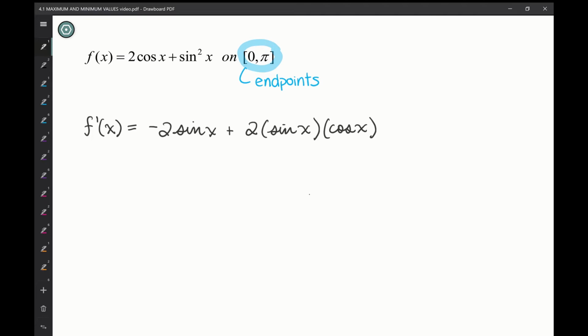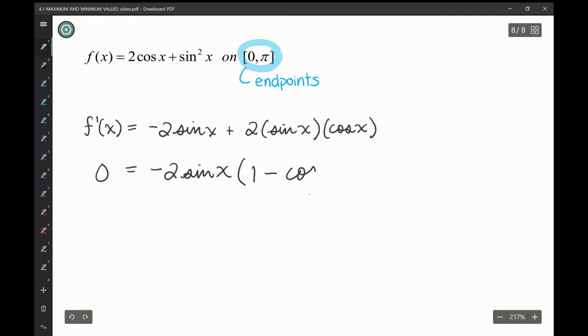Negative 2 sine of x plus 2 times sine of x times cosine of x is defined for all real numbers. But we still need to check where f prime of x is equal to 0. I notice that each of these terms has a 2 sine of x, so I'm going to factor out a negative 2 sine of x. So I have negative 2 sine of x times the quantity 1 minus cosine of x.